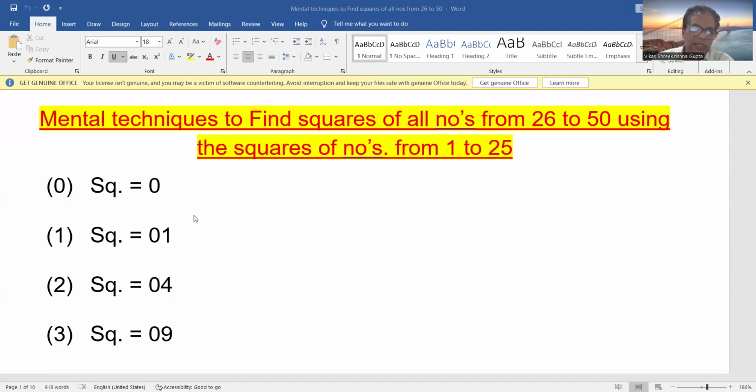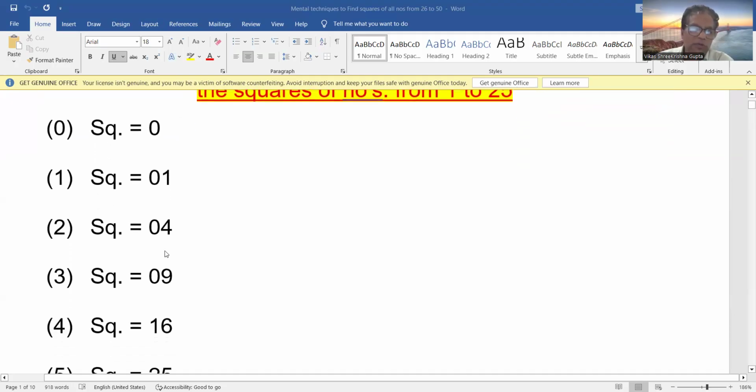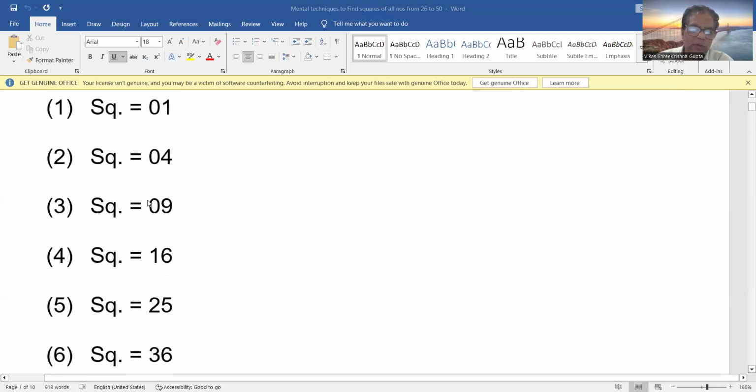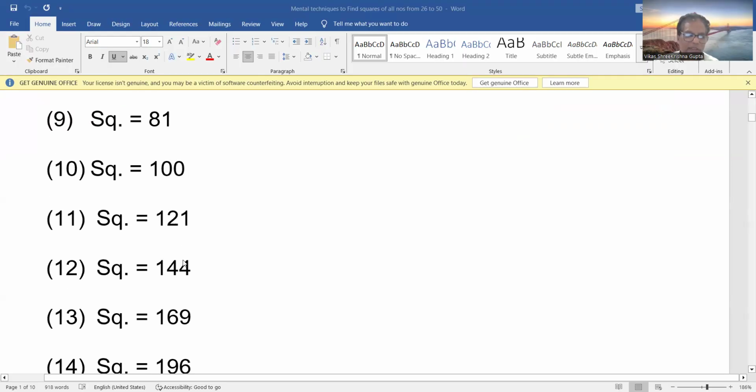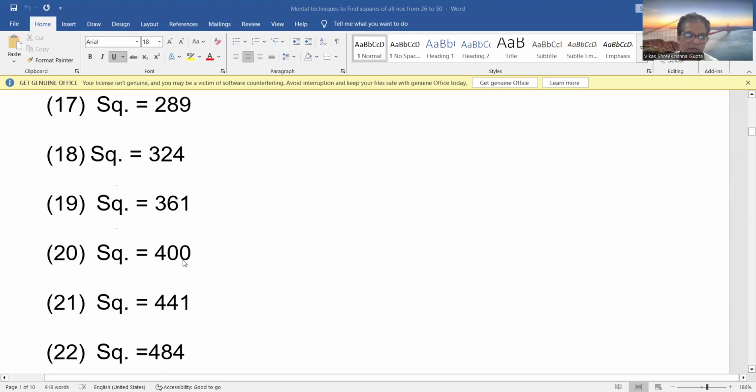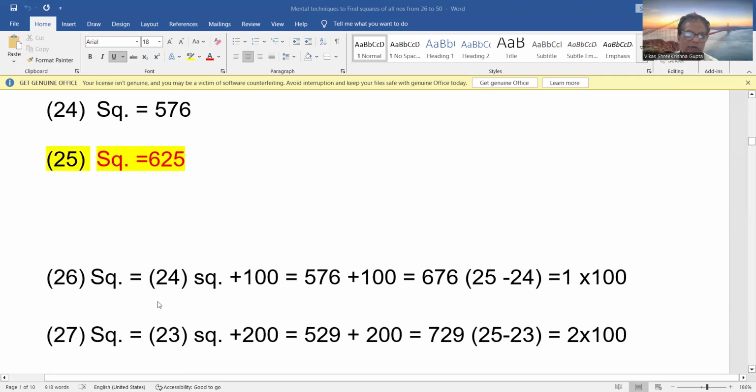Right? So I first write the squares. 0 square is always 0, 1 square is 1, 2 square is 4, 3 square is 9, 4 square is 16, 5 square is 25, and this way I have written all the squares of the numbers up to 25. 25 square is equal to 625, right?